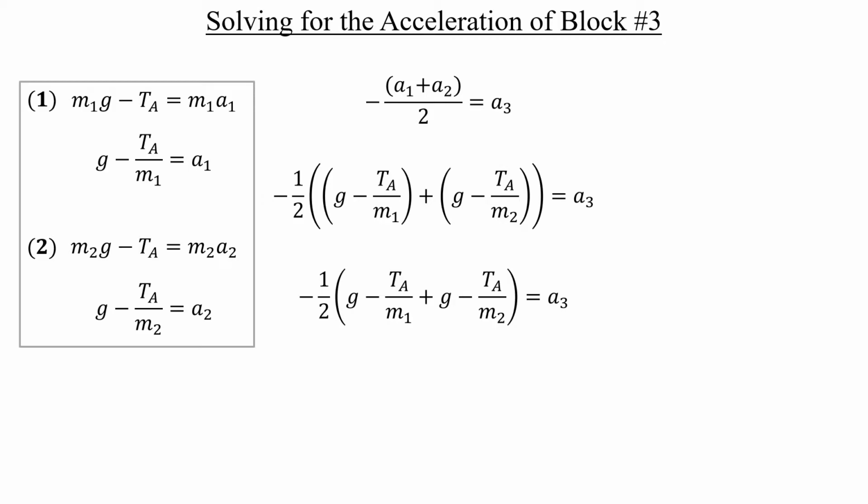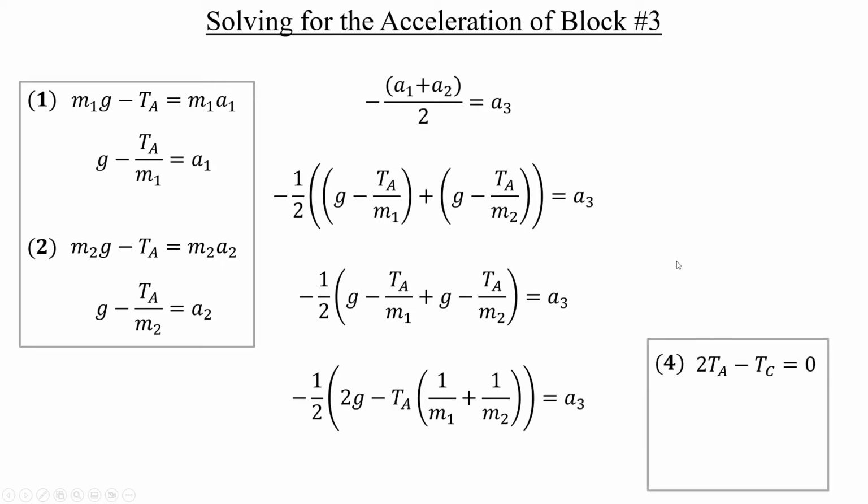We can collect the like terms of g and factor out a negative tension of string A from both of these ratios involving mass. We'll need another equation to eliminate this tension variable, so let's try this one. I'll move the tension of string C over to the right and then divide both sides by 2. And here is what we can replace the tension in string A with.